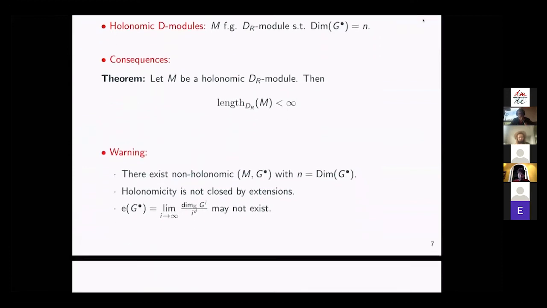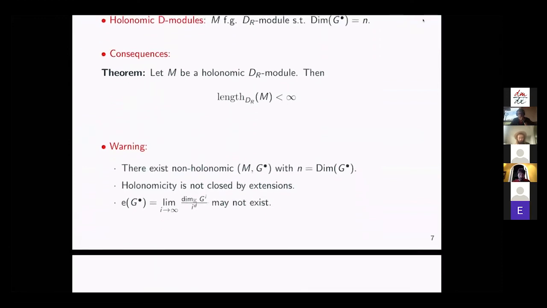Okay, the problem here is that we have situations where there exist non-holonomic modules of minimal dimension. This is a weird example that he proved. And also Moti Katzman, Gennady Lubeznik, and William Zhang gave examples of holonomic modules. Well, you know that holonomic modules are closed by extension in characteristic 0, but not anymore in positive characteristic. And also they noticed that the multiplicity may not exist, since this limit may not exist.